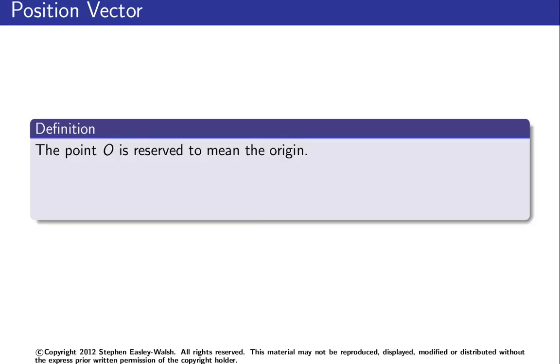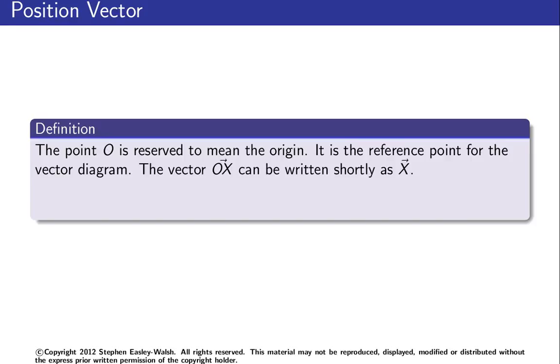Okay, we'll continue developing the theory required to look at the resultant of two perpendicular vectors. The point O will be reserved now to mean the origin. That is, we're not really allowed to use the point O to represent a point unless that point is the special point, the origin, or in other words, the reference point, typically the center of the diagram. Not always though, the center.